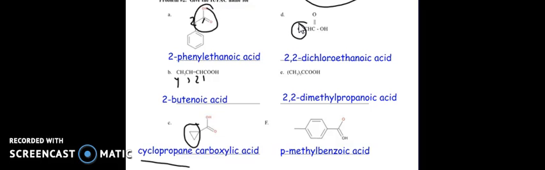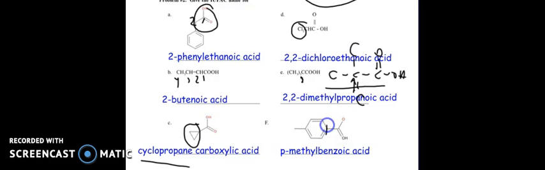Very, very similar in letter E. It's 2,2-dimethylpropanoic acid. So if you were to draw this out, by the way, let me show you this. Notice that this carbon has 3 carbons hanging off of it. Okay, so my longest chain is still 3 carbons, so it's 2,2-dimethylpropanoic acid. And last but not least, we have a para-methylbenzoic acid. So again, if this is where my carbon 1 is, this is my carbon 4, or the para position. So hopefully this worked for you.